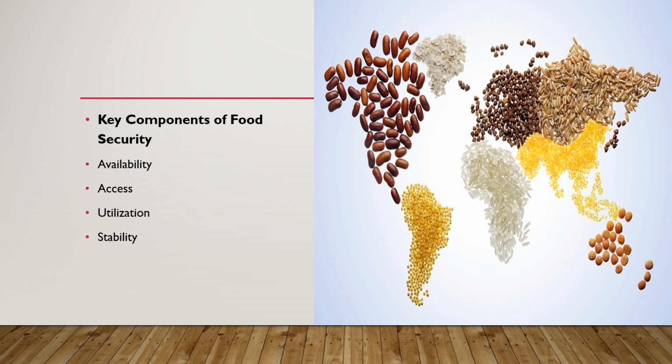The last but not the least key component of food security is stability. Stability involves ensuring that the other three components, which are availability, access, and utilization, remain consistent over time so that people don't risk going hungry due to sudden shocks like economic downturns or cyclical events like seasonal food shortages.